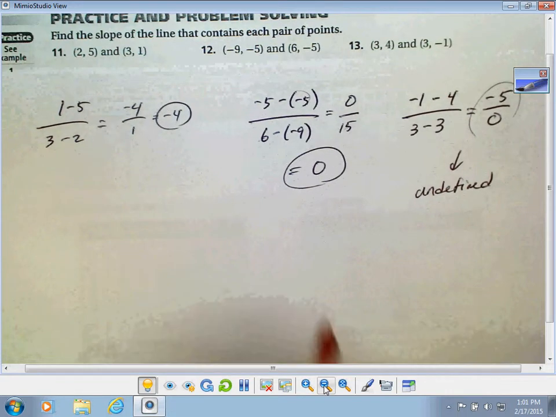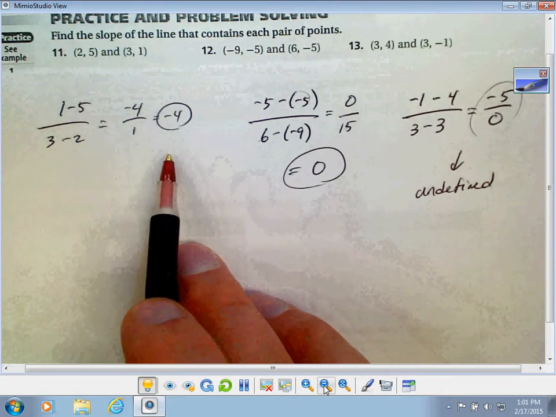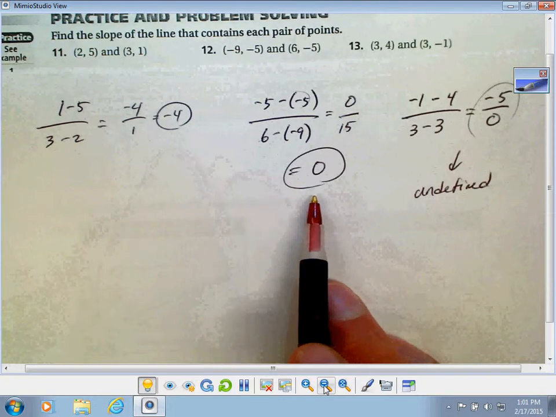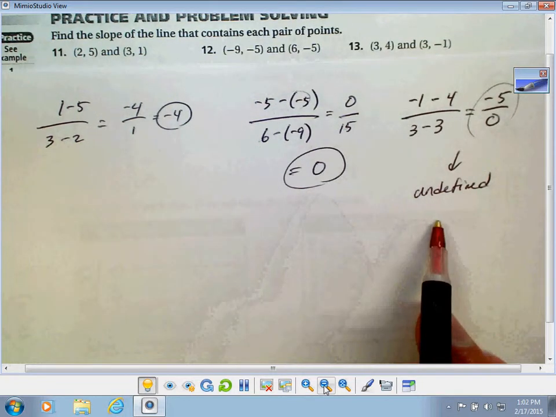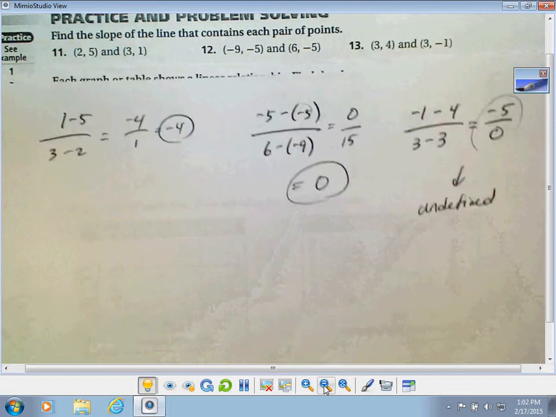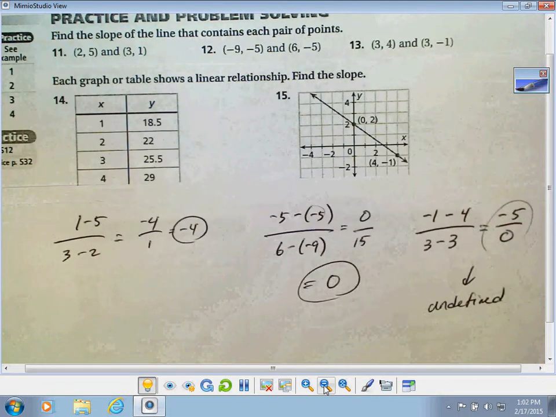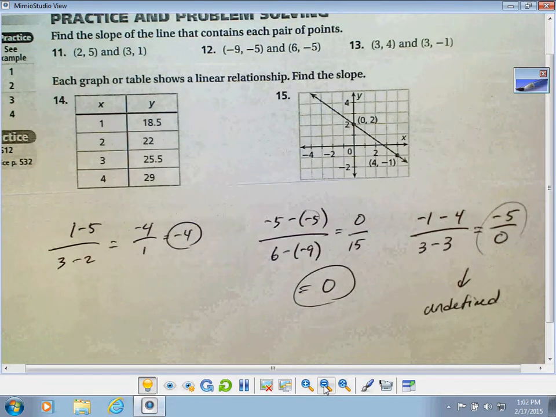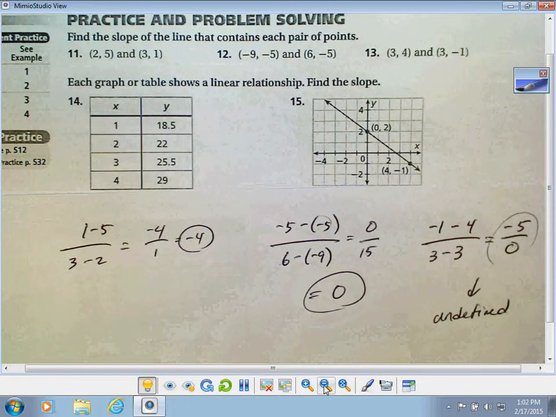Just so you know, then this one would end up being a negative or downhill line. This is actually a horizontal line, and this one is actually a vertical line. Alright, let's keep going with our graph. So we have, again, a table, and then we have a graph.